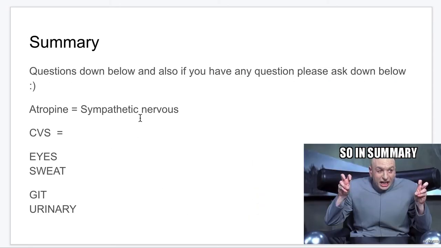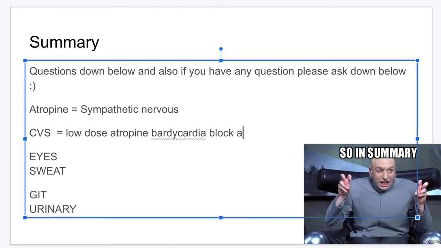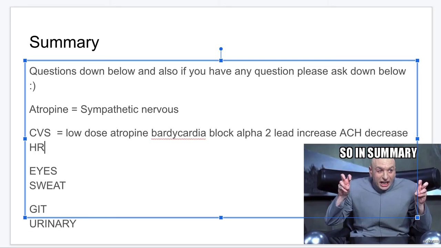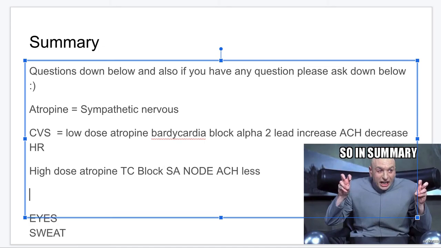A summary, I want to give you guys a quick summary. Basically, whenever you think about atropine, think about the sympathetic nervous system. If you have low dose atropine, you're going to have bradycardia. Why? Because you're going to block the M1 receptor, which leads to increased acetylcholine, and more acetylcholine means decreased heart rate. High dose atropine means tachycardia, because you're going to block the SA node acetylcholine. Less acetylcholine means tachycardia. So that's the reason.